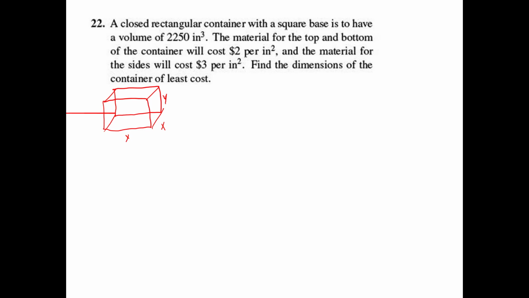Okay, so again, we want to find the dimensions of the container of least cost. So we want to minimize the cost, right? And so the cost, you're being told that the material for the top and bottom of the container will cost $2 per square inch, right? So then for the cost, you need the area because it's $2 per square inch. So the area of the base is x squared, but you have 2 of them, so you need to multiply by 2, because it has a top and a bottom, and then you have to multiply by the cost per square inch, which is another 2.